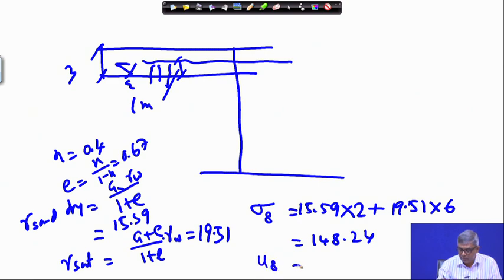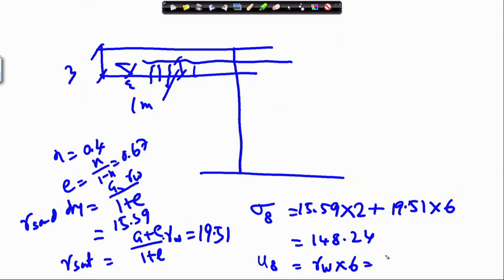Whereas you will have u at 8. Though by capillary rise the soil got saturated here, the water table will be here only, water table cannot be changed. So, it will be gamma w into 6, so that will give you 49. No, it will be 9.81 into 6. So, whatever value it comes here, 49, actually I have made a mistake perhaps.